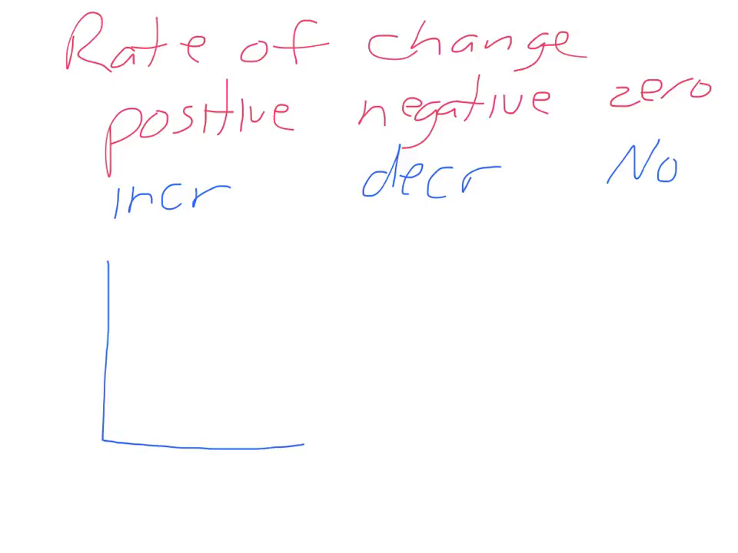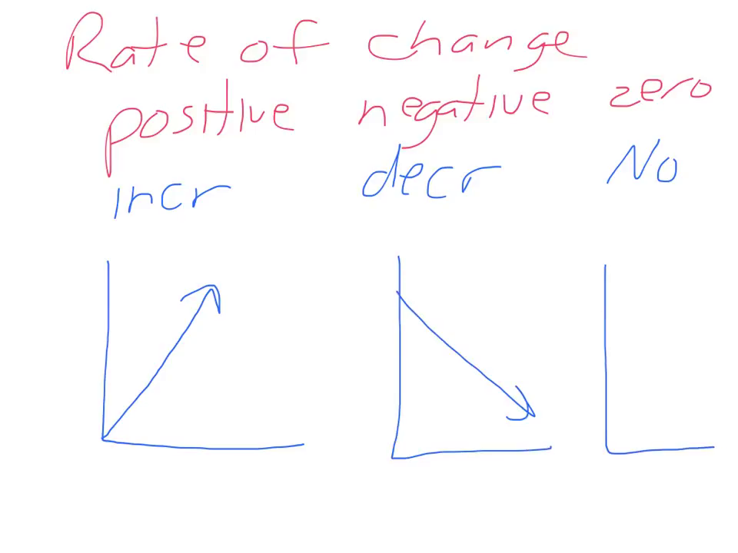If I was to graph it, a positive rate of change is that. A negative rate of change looks like that. And no rate of change is going to be a horizontal line. Now, when it's a vertical line, there's a whole other issue that comes across, and we will talk about those later on. Slope.